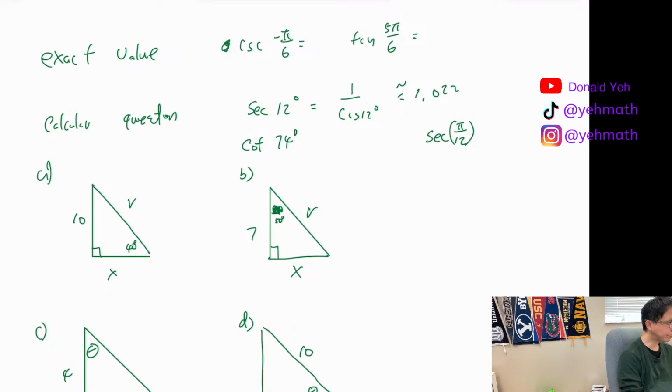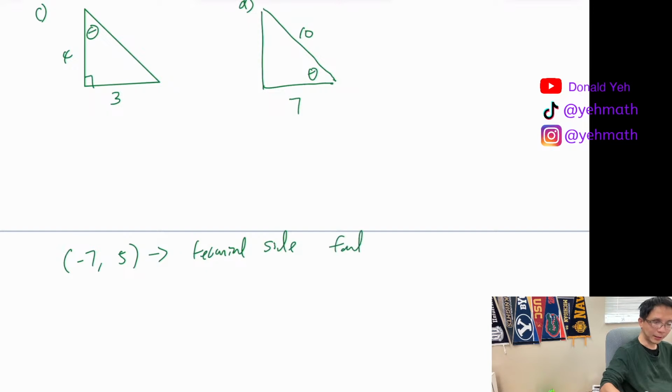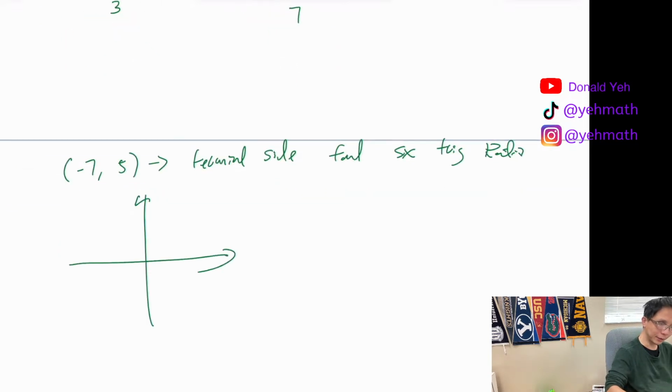Okay, here. I can give you a coordinate that says -7, 5. I can say this is the terminal side, and find the 6 trig ratios. So what you're gonna do is draw a graph, -7 and 5. It's gonna look something like this. So this is -7 and +5. You can figure out the third side, and you can find SOHCAHTOA for all of them.